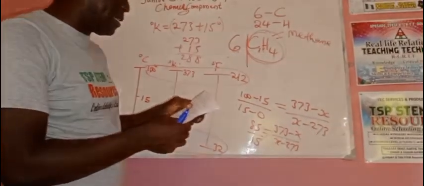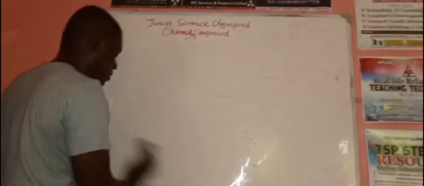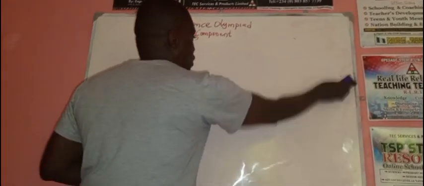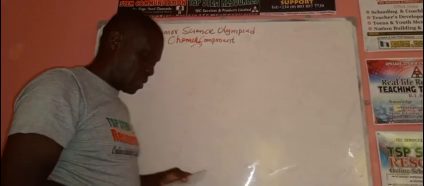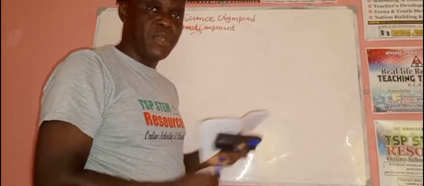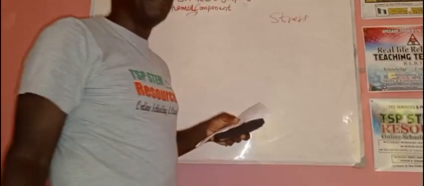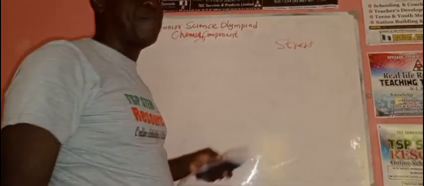Now let's just leave that and move on. The next question. Let's see the next question. You have to be smart. This is for smart students. Olympiad is for smart students. Which of the following is not a unit of pressure? First of all, another name for pressure is stress. So I can also ask you which of the following is not a unit of what? Stress, or pressure.